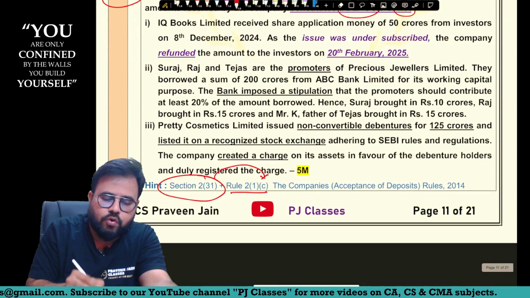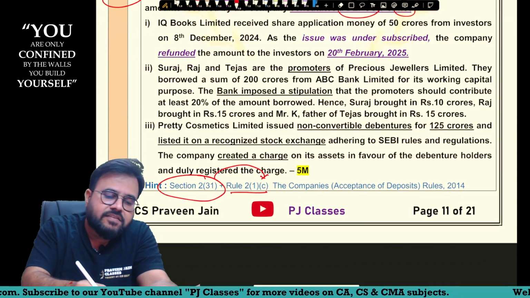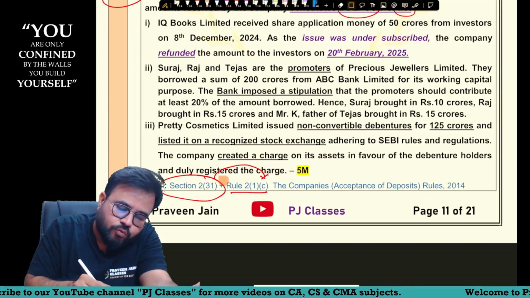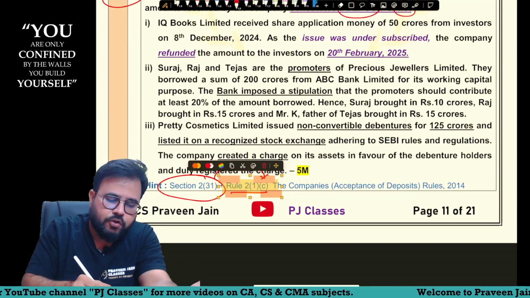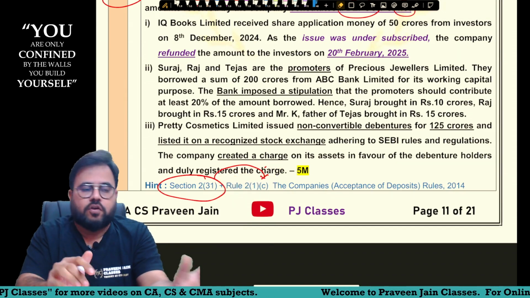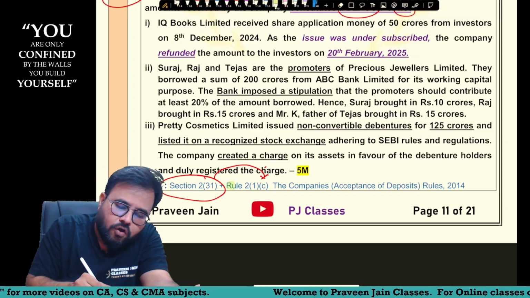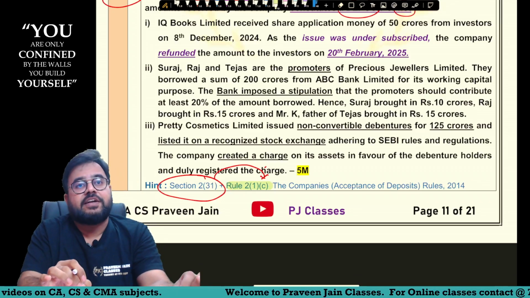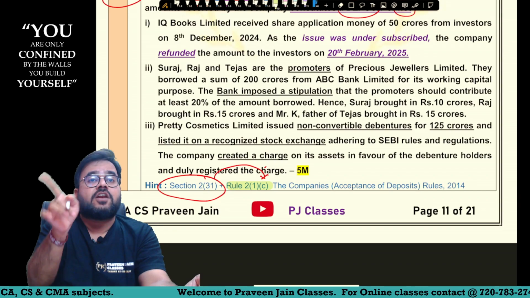So Rule 2, sub-rule 1, clause C, this is the rule number which I tell students you have to remember properly, and you have to just mug this up. So Rule 2(1)(c), Rule 2 sub-rule 1 clause C. This is the rule which will tell you the list of those items which are not a deposit, sir.